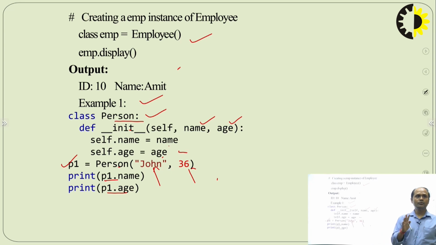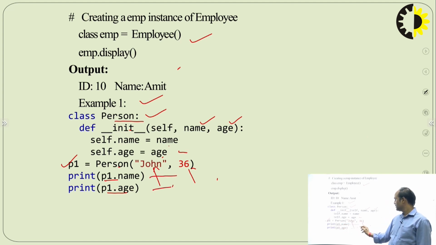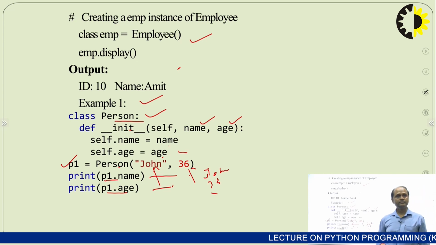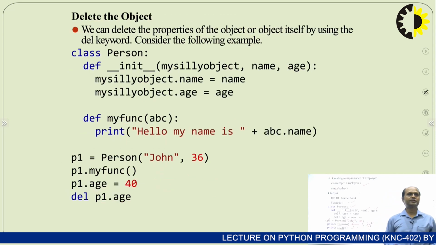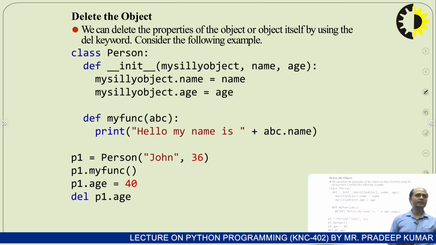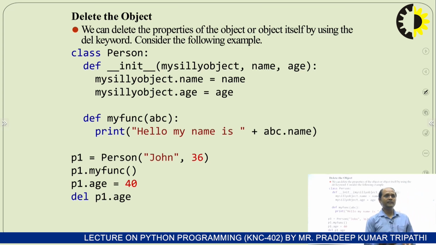We can use two fields in this particular class. One is name, another is age. When we execute this particular instruction, this will give the name, that is John, and this will give the value of 36, that is the value of age. We can create the object and we can also delete the object.